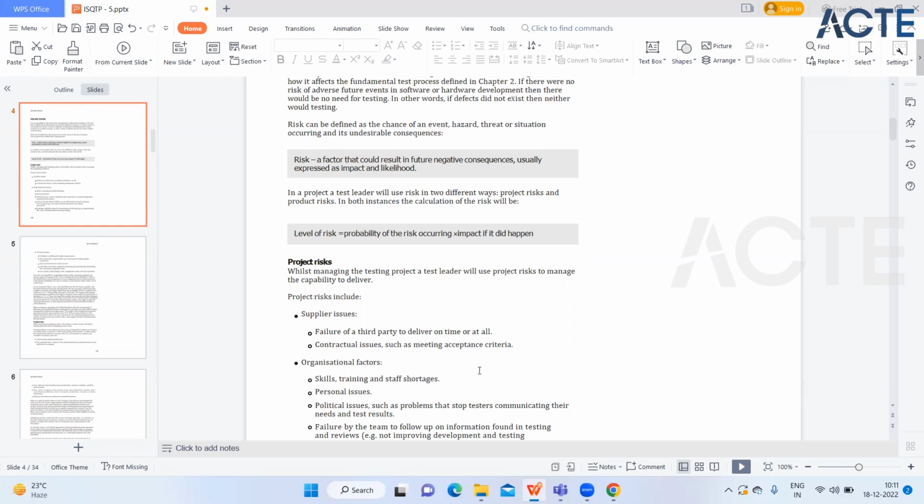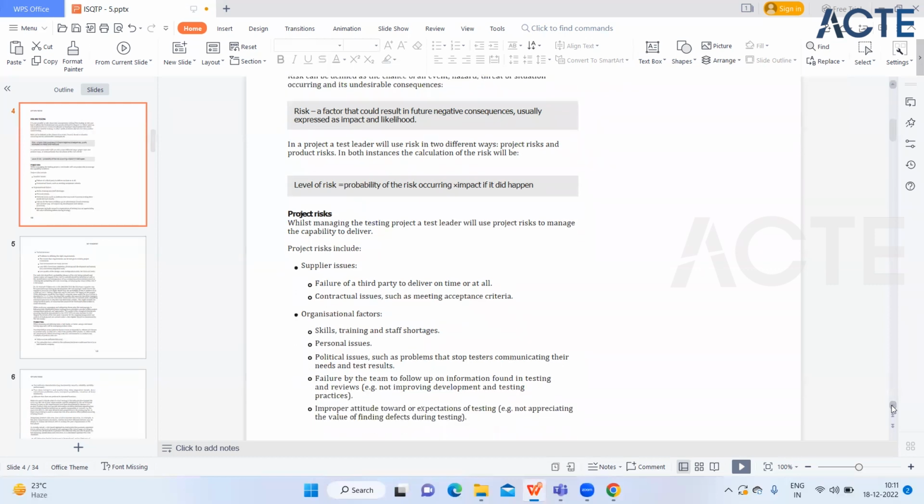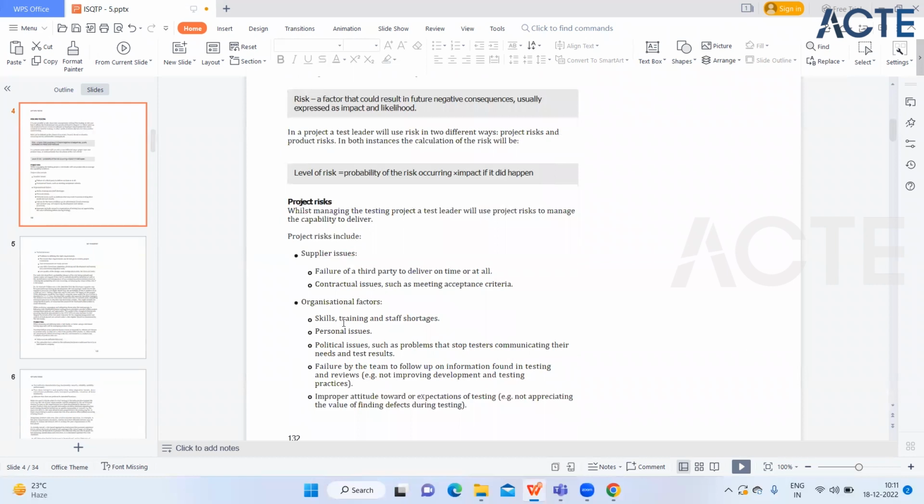Now, where can we see the organizational factors? The organizational factor is related to the workforce, for example skills, training, staff shortages, and personal issues. So whatever comes under the organization will be part of project risk, as with supplier issues and organizational factors. We have to consider how many people are available, how many skilled people are available in the domain for which we are creating that project.